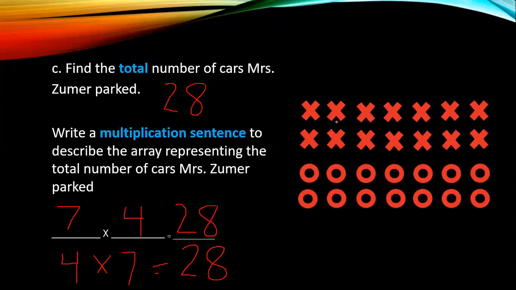Okay, 4 groups of 7. So I'm counting the rows. There were 4 rows of 7, which was 28. And 7 groups of 4 was 28.